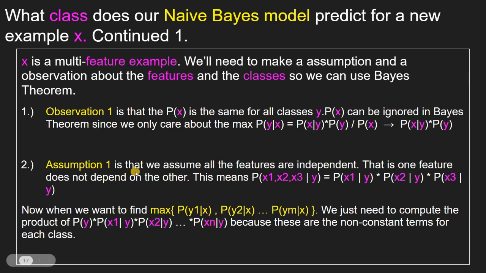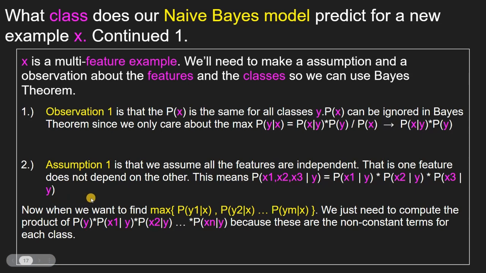Assumption 1 is that we assume all the features are independent of one another. That is, one feature does not depend on another, like one random variable does not depend on another. This means that the probability of x1 and x2 and x3, given we observed class y, is equal to the probability of observing x1 given class y, times the probability of observing x2 given class y, times the probability of observing x3 given class y. And that's what that assumption means.